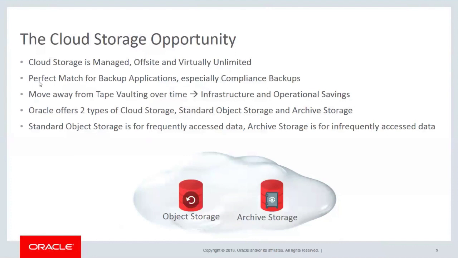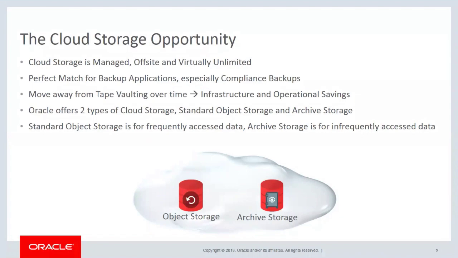In the cloud, we have 2 types of storage: standard object storage and archive storage. The standard object storage is for frequently accessed data. So if you do your backups to the cloud as your regular daily backups, and you plan on restoring with a limited RTO, so you want fast access to your data, then object storage is the right solution. You can write objects to object storage, and you can read them and restore them immediately at any time.